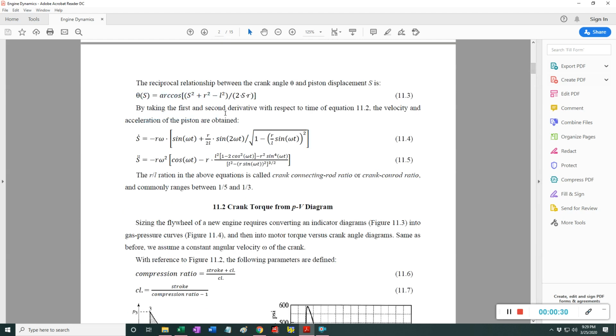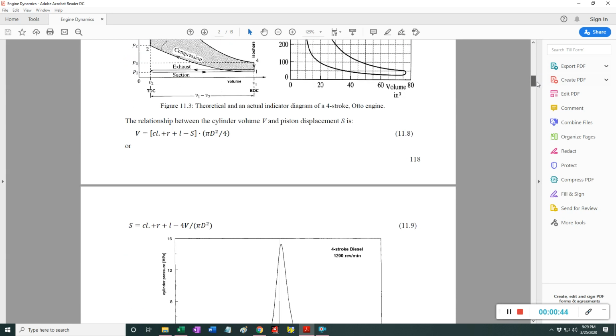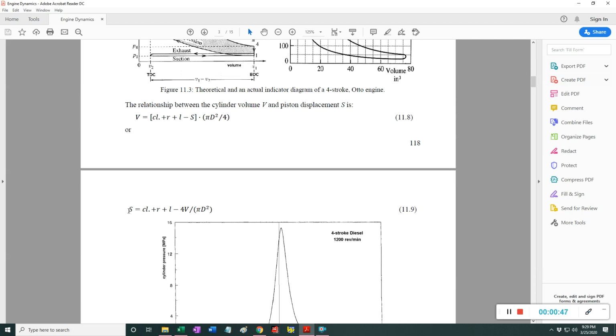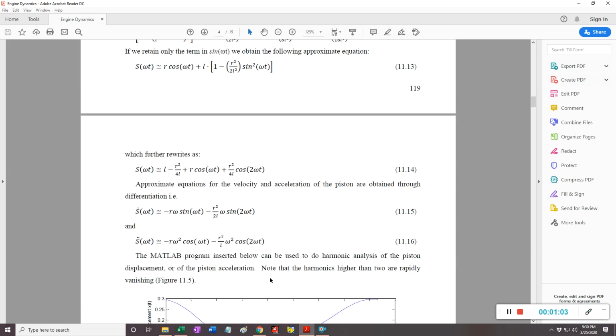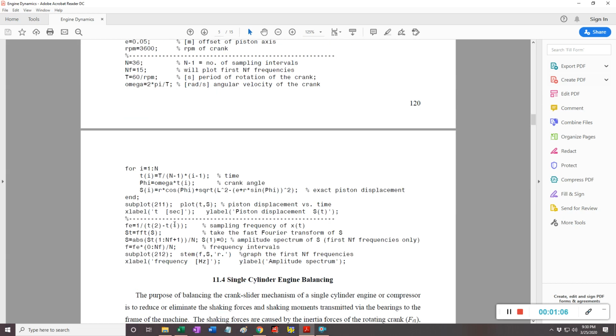You have the equation to convert from slider displacement to the angle of the crank. You have velocity, you have acceleration of the slider equations. There's also the equation that lets you go between volume and slider displacement, pi d squared over 4. That'll be the area of the piston.